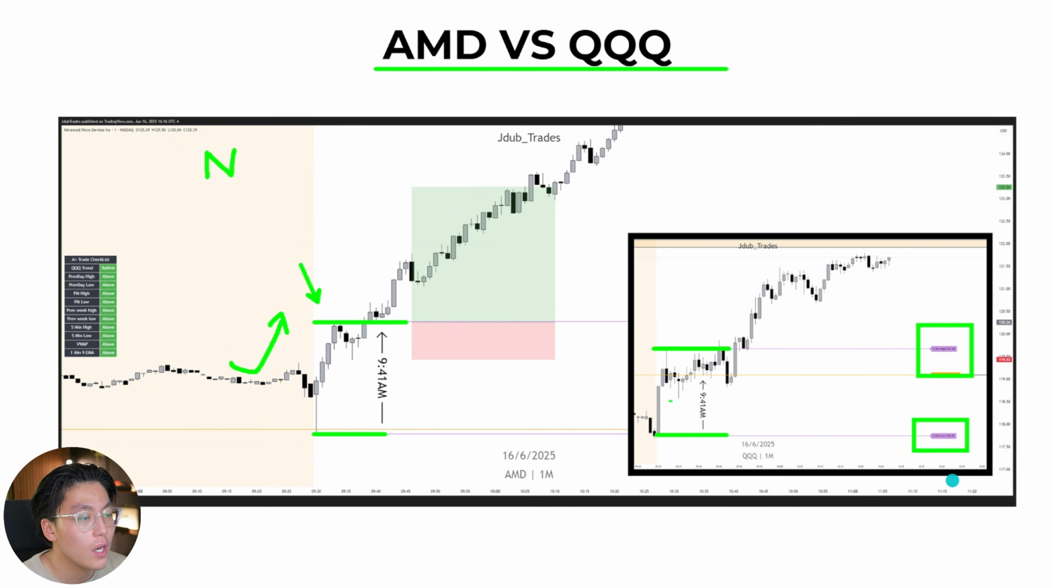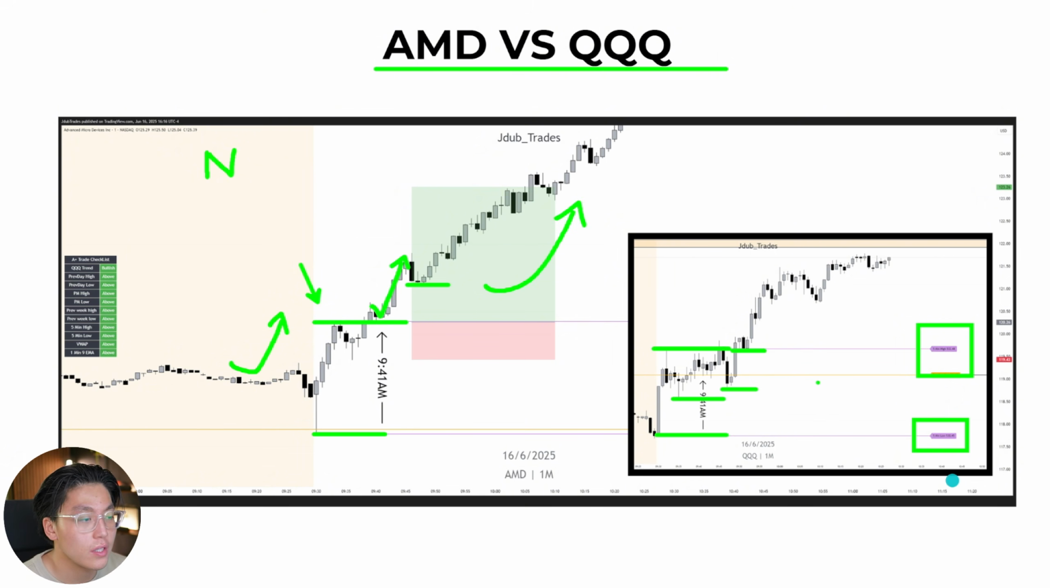Whereas the QQQ, you can see we're still in a clear uptrend. You can see higher lows are being built, but AMD is clearly the one with relative strength because we're breaking above your 5 minute high, retesting and pushing higher. The QQQ retested your 5 minute range high much later, about 10 minutes later into the session. 10 minutes later here on AMD, we're already well above your 5 minute range high, and we could expect this to continue higher.